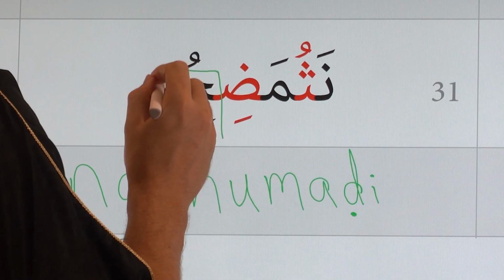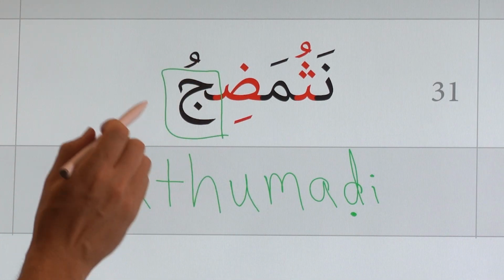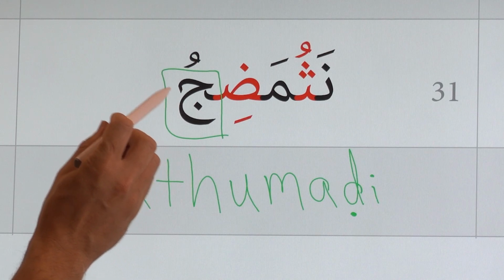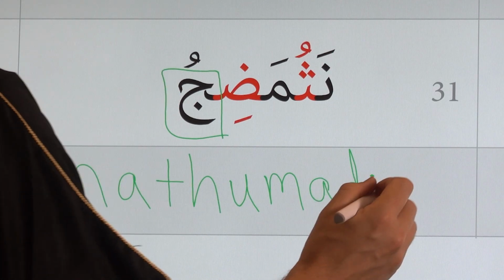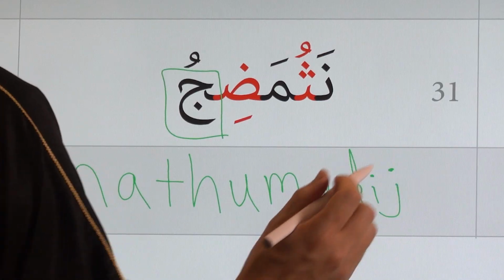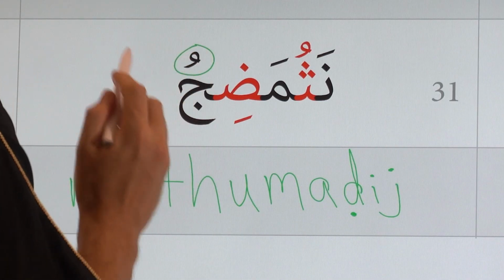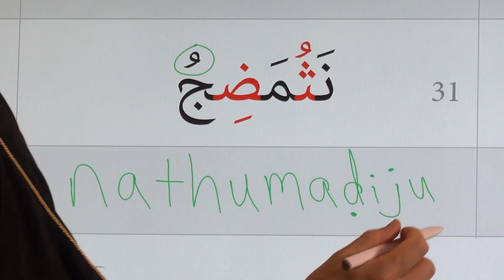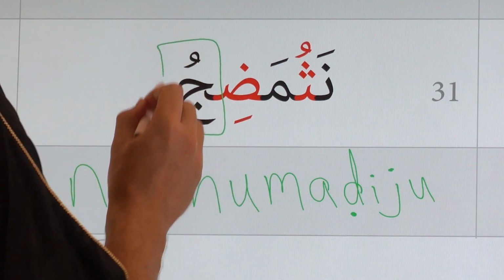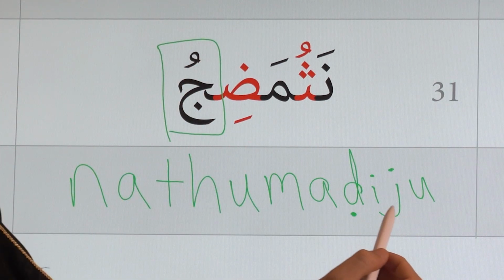And finally, at the end of a connection, we find this wave-like shape with a dot beneath, meaning this is the letter Jim. So we write a J for the Jim. And above the Jim, we find a Dhamma, so we write a U for the Dhamma. And together, the Jim and Dhamma sound like Ju.